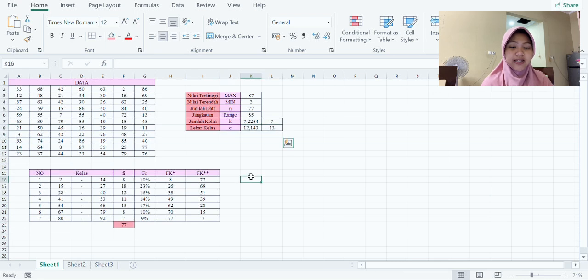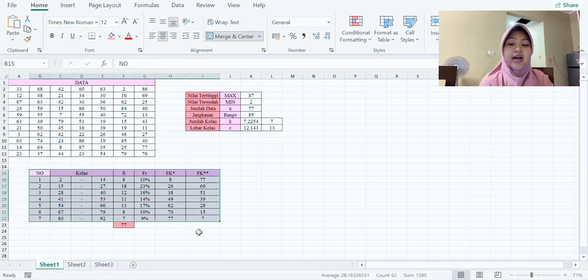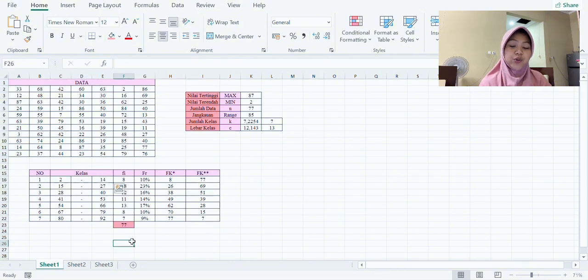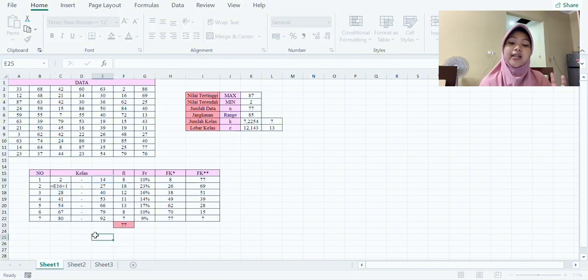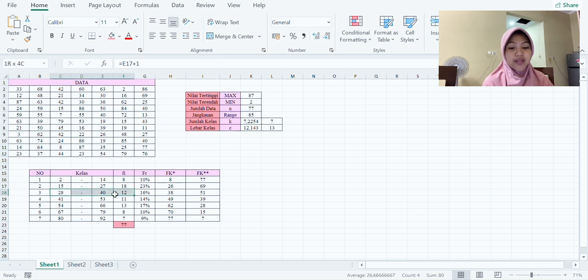So let's look at the frequency distribution table itself. We have 7 classes, each with a width of 13. Class 1, 2 until 14. Class 2, 15 until 27. Class 3, 28 until 40. Class 4, 41 until 53. Class 5, 54 until 66. Class 6, 67 until 79. And class 7, 80 until 92.